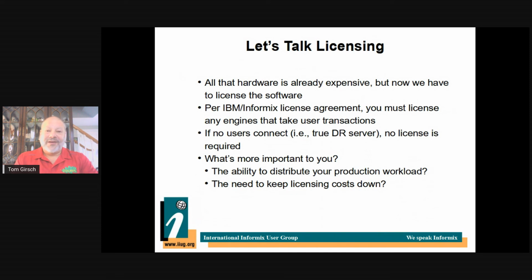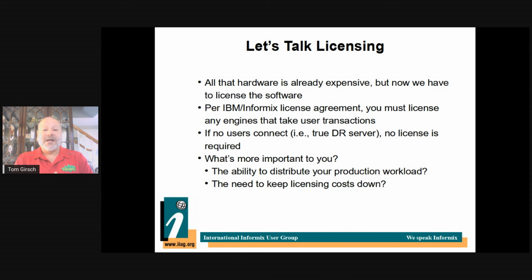Now, let's talk licensing. All that hardware is already expensive, but now we have to license the software. And per the IBM license agreement, you must license any engines, and this is limited to Informix. I don't think other products work this way. So be sure to check with your sales rep. Be sure to check your contract to validate this information. Very important. Per the IBM Informix license agreement, you have to license any engines that take user transactions. So users are connecting, users are getting data, bulk jobs are running, that kind of thing.